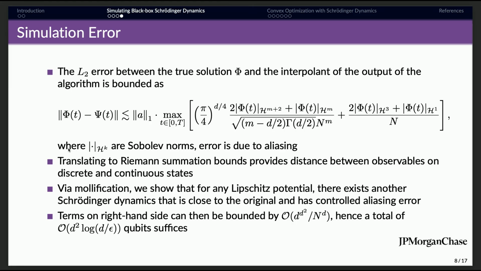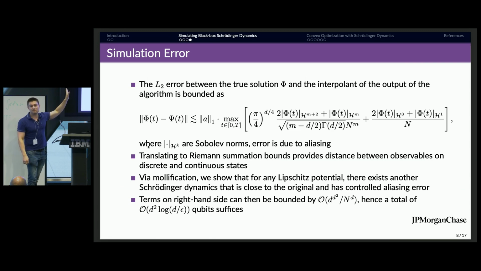This is bounding the evolution between what, as I mentioned, the Fourier interpolant. So here we have phi, the true solution of the Schrodinger equation in real space. Psi is going to be this interpolant. So you take the discrete wave function you get, you interpolate it in Fourier space to get the lowest degree Fourier polynomial that approximates it. And now we can bound the L2 distance between them.